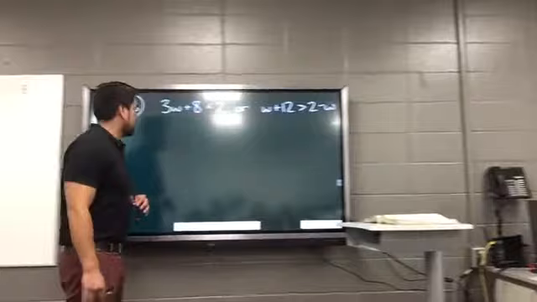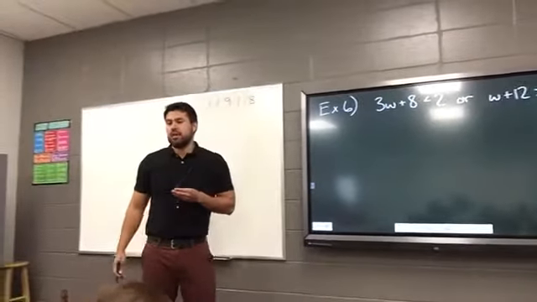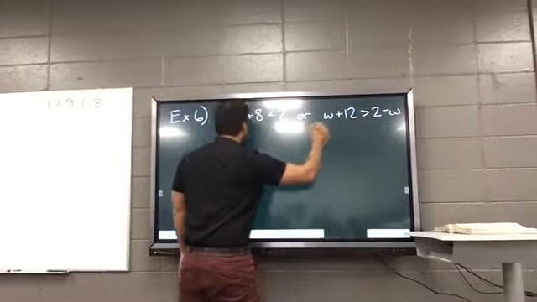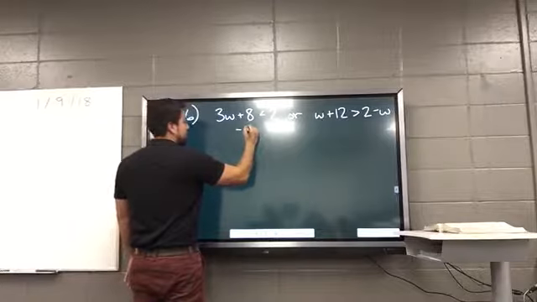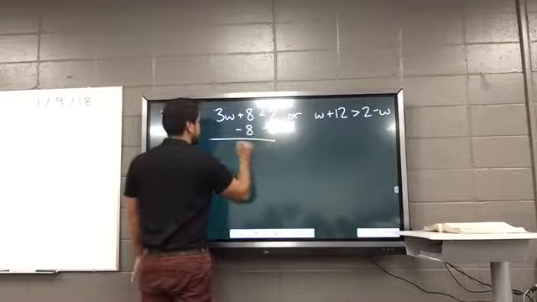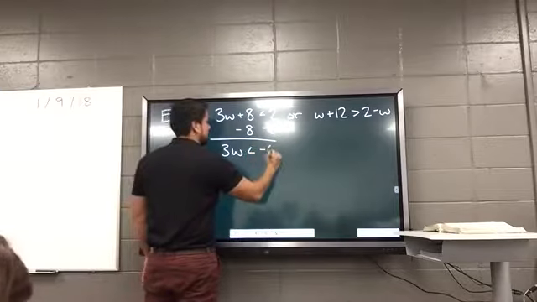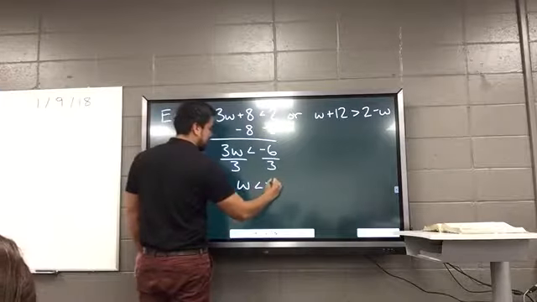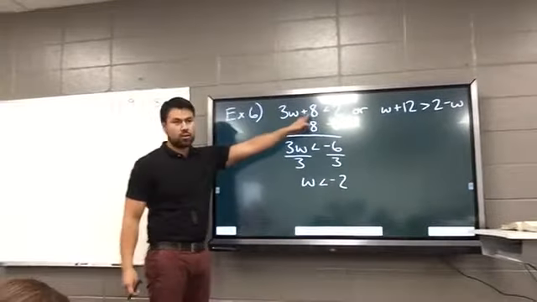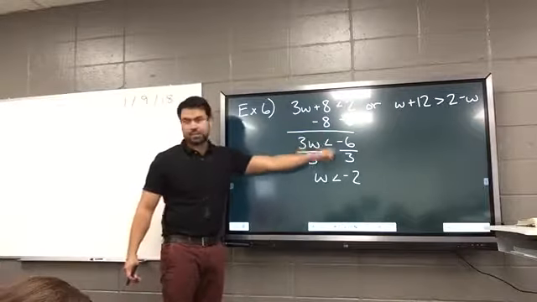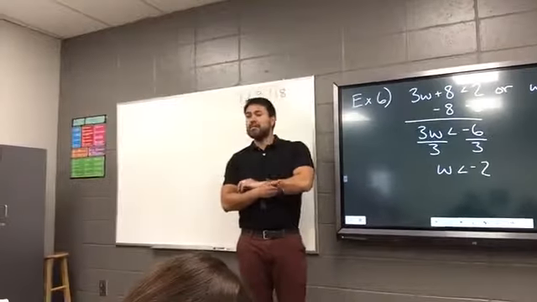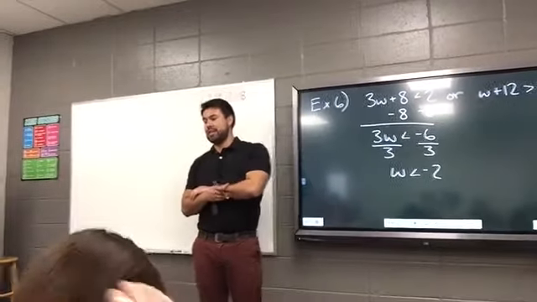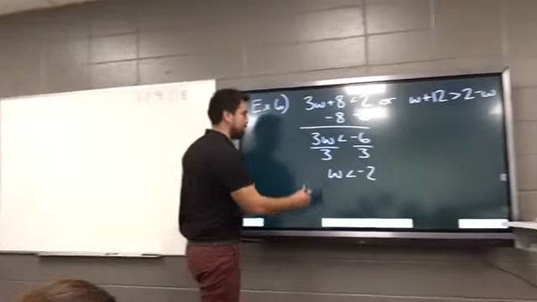All right. What you want to do here is you want to solve both inequalities. So you want to get w by itself here and over here. Okay, so here I'm going to subtract 8 from both sides. 3w is less than -6. Divide both sides by 3. I get w is less than -2. Did I have to change the direction of that inequality here? No. Why not? You didn't divide or multiply both sides by a negative. Yep, didn't do that.